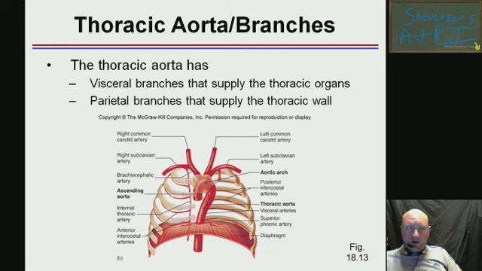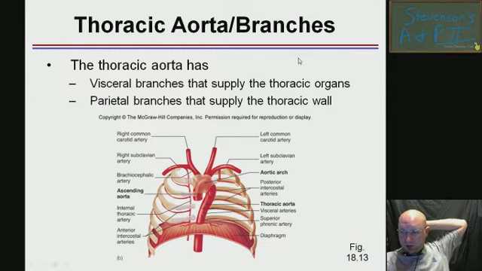Thoracic aorta and the branches. In the thoracic cavity, we got some really well-defined branches going on. You got the visceral branches that supply thoracic organs, and you got the parietal branches that supply the thoracic wall, or the muscles of the chest. The right common carotid, right subclavian, left carotid. Now let's look at the aorta. From the aorta, we see that those are branching off, going up towards the head and the neck region and the upper limbs.